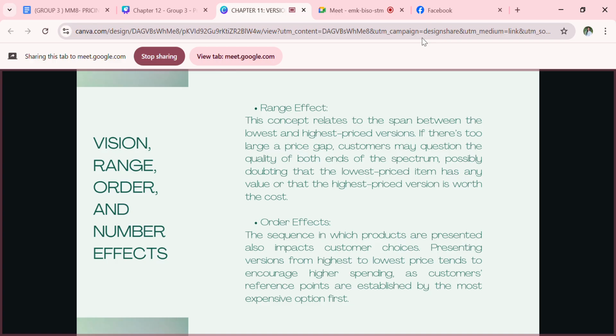So we have here first the range effect. The range effect refers to the gap between the lowest and highest price in a product line. A large gap can make customers question the value of the lowest or highest options. For example, in a restaurant, if the most expensive dish is priced at double the lowest price one, customers are more likely to feel that both options offer good value.